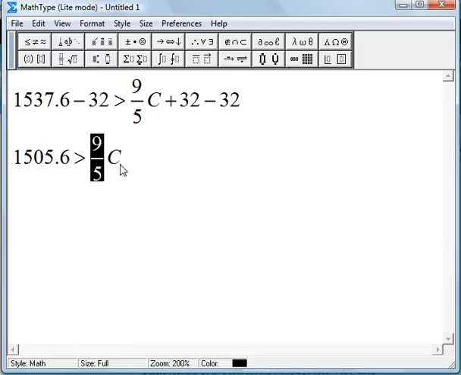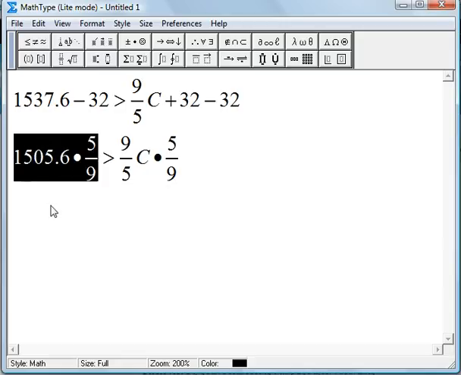The 9/5 is multiplying C. So the way you get rid of 9/5 is dividing by 9/5. However, dividing by a fraction is the same thing as multiplying by the reciprocal. So I'm going to multiply by the reciprocal on the right side of the inequality. And whatever I do on one side of the inequality, I need to do on the opposite side of the inequality. So how do I simplify the left side of the inequality?